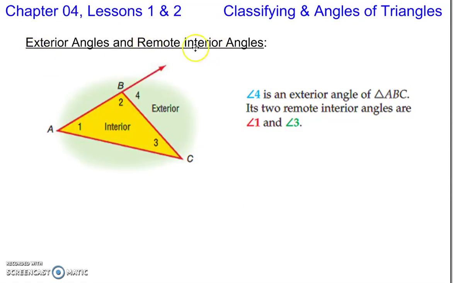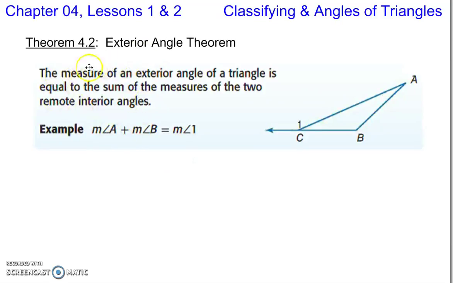Exterior angles and remote interior angles. Exterior would be on the outside of the triangle. Interior are on the inside. So the exterior angle here would be 4. Remote means far away. So 2 is not far away from 4. Remote interior angles would be 1 and 3 to angle 4. The exterior angle theorem tells us that the two measures of angle A and B, the remote angles, are equal to the exterior angle.